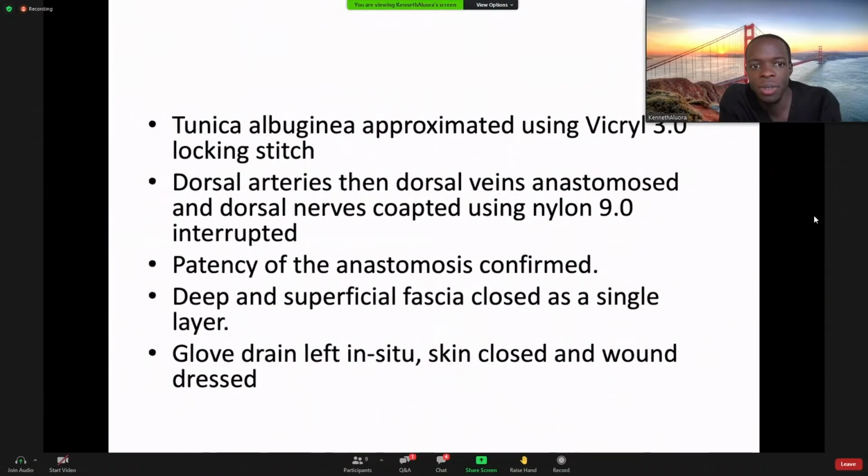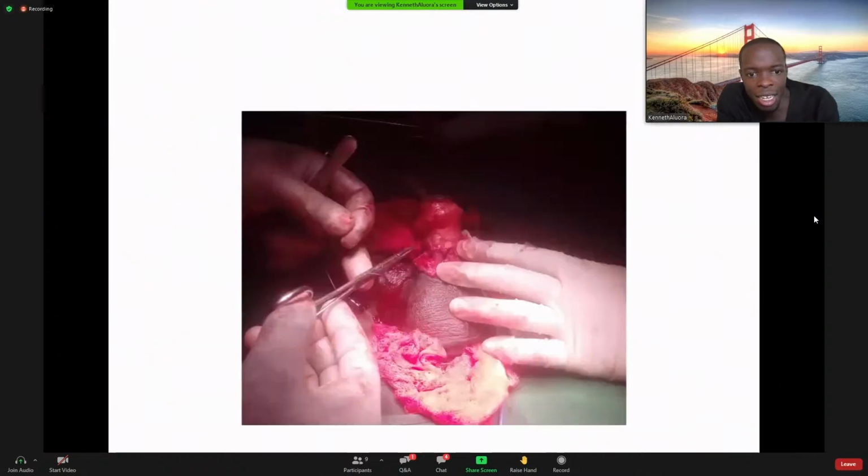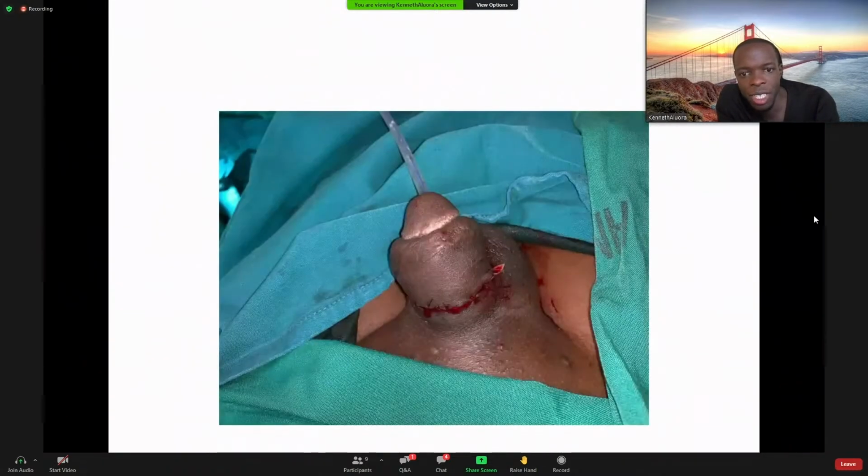Some people have tried to repair the cavernosa arteries, but there's no real difference, because what we did was anastomose the dorsal arteries and the dorsal veins, and the dorsal nerves we also coapted with 9-0. Patency of the anastomosis was confirmed. The deep and superficial layers were closed in a single layer, and the glove drain was put. This is after we finished the surgery, and you can see the glove drain.